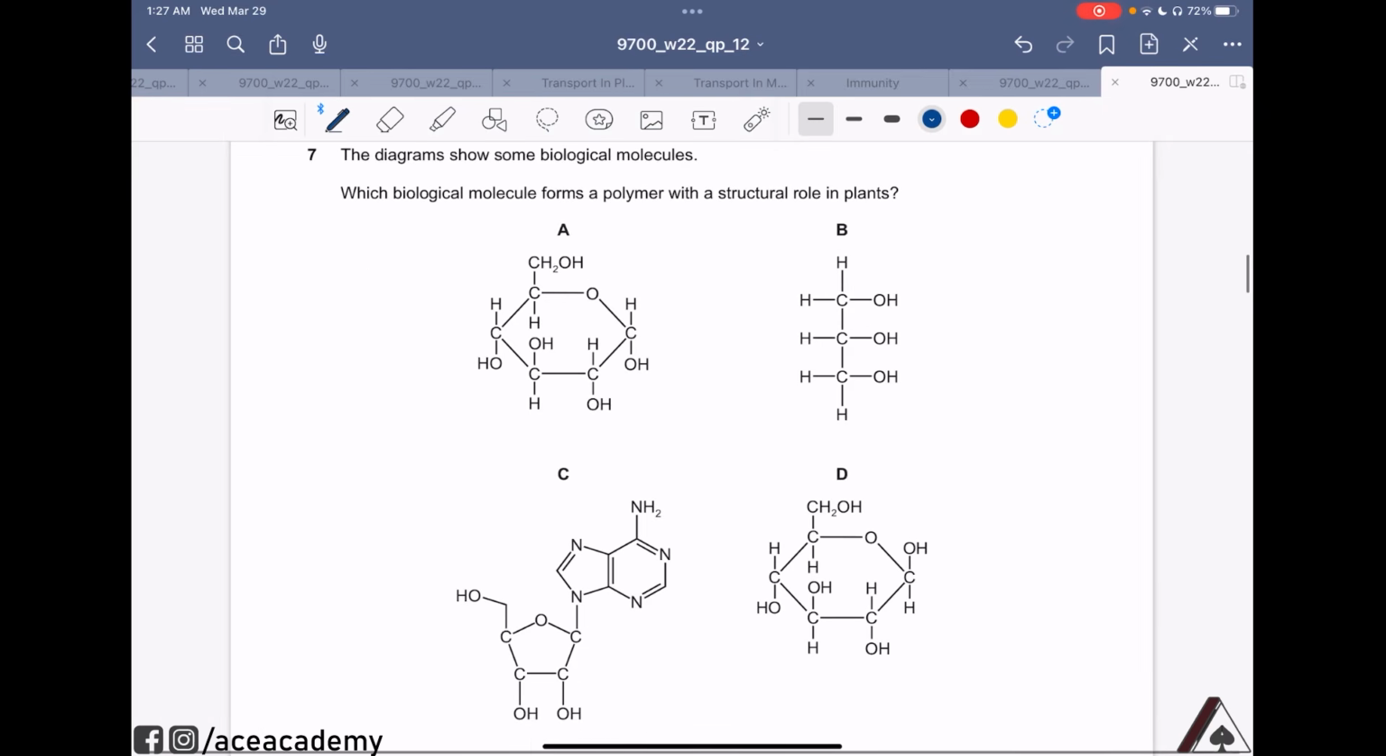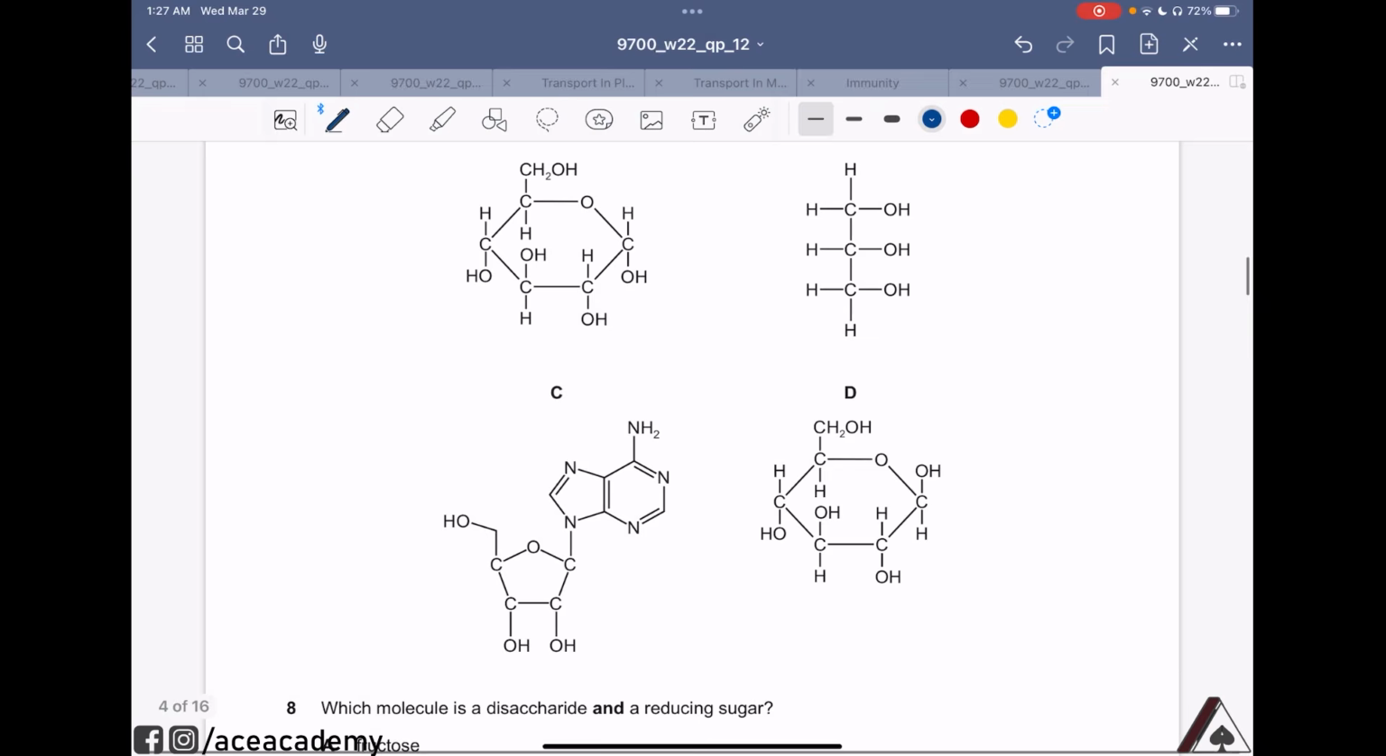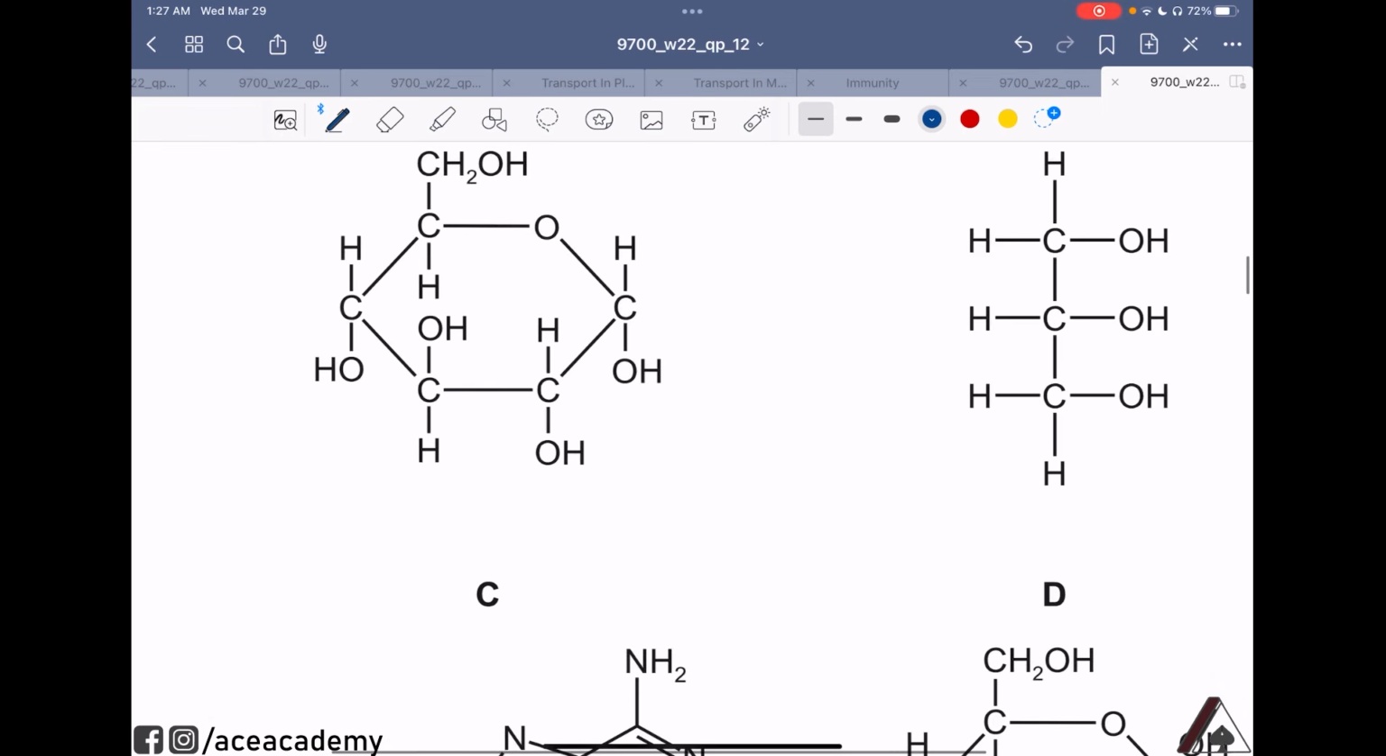Number 7. The diagram shows some biological molecules. Which biological molecule forms a polymer with a structural role in plants? Well, by structural role, we mean cellulose. And cellulose is made up of monomers which are beta glucose. So, we have to identify the beta glucose over here. This is definitely not beta glucose, this is alpha glucose because the hydroxyl group in carbon number 1 is below the plane. In beta glucose, it's supposed to be above the plane. So it's definitely alpha glucose.